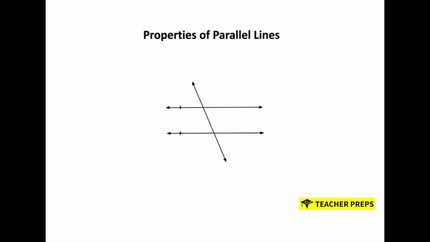In this video, we're going to talk about the properties of parallel lines. These are parallel lines. Parallel lines will never cross each other. You can tell these are parallel lines because they're marked with these arrows. A line that cuts through two or more parallel lines is called a transversal.